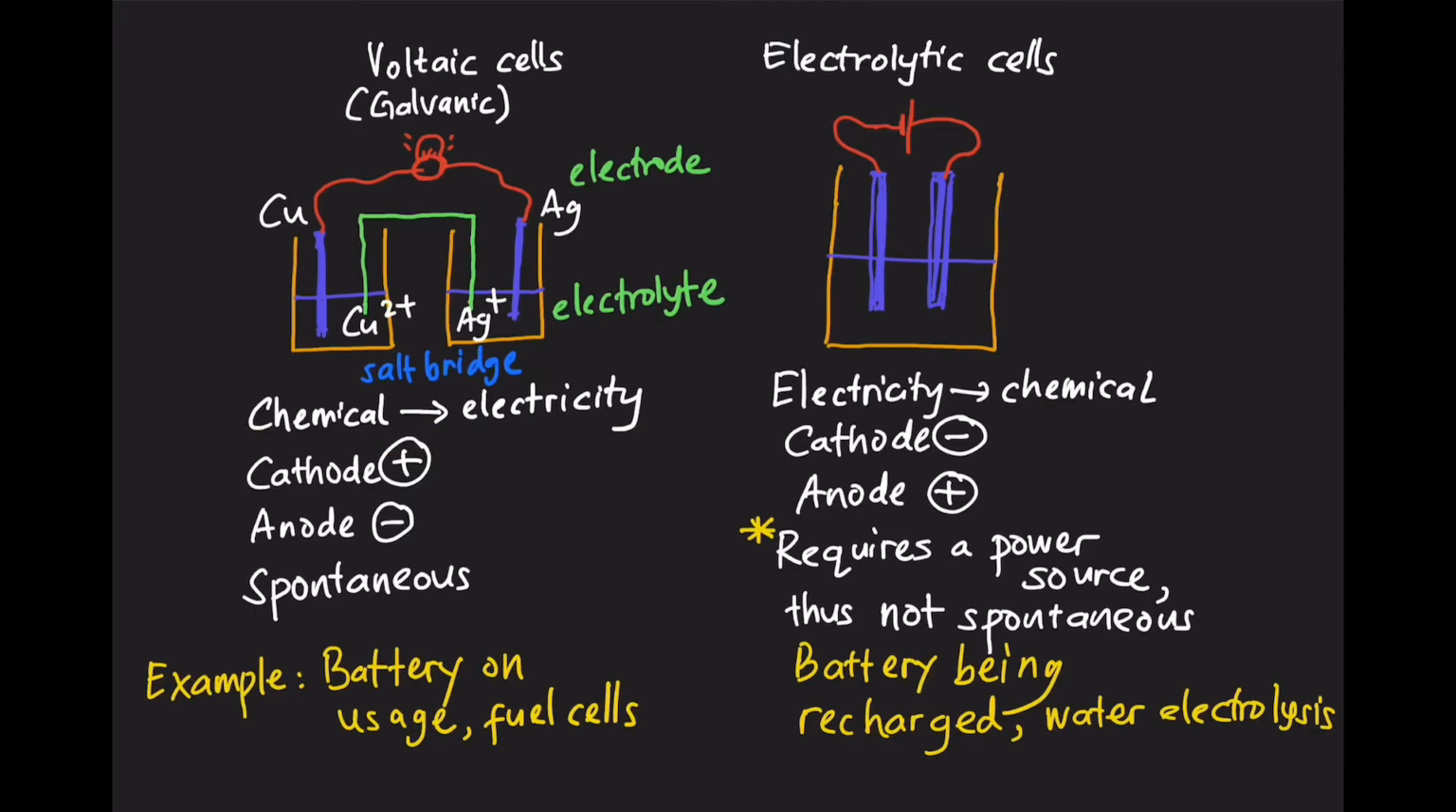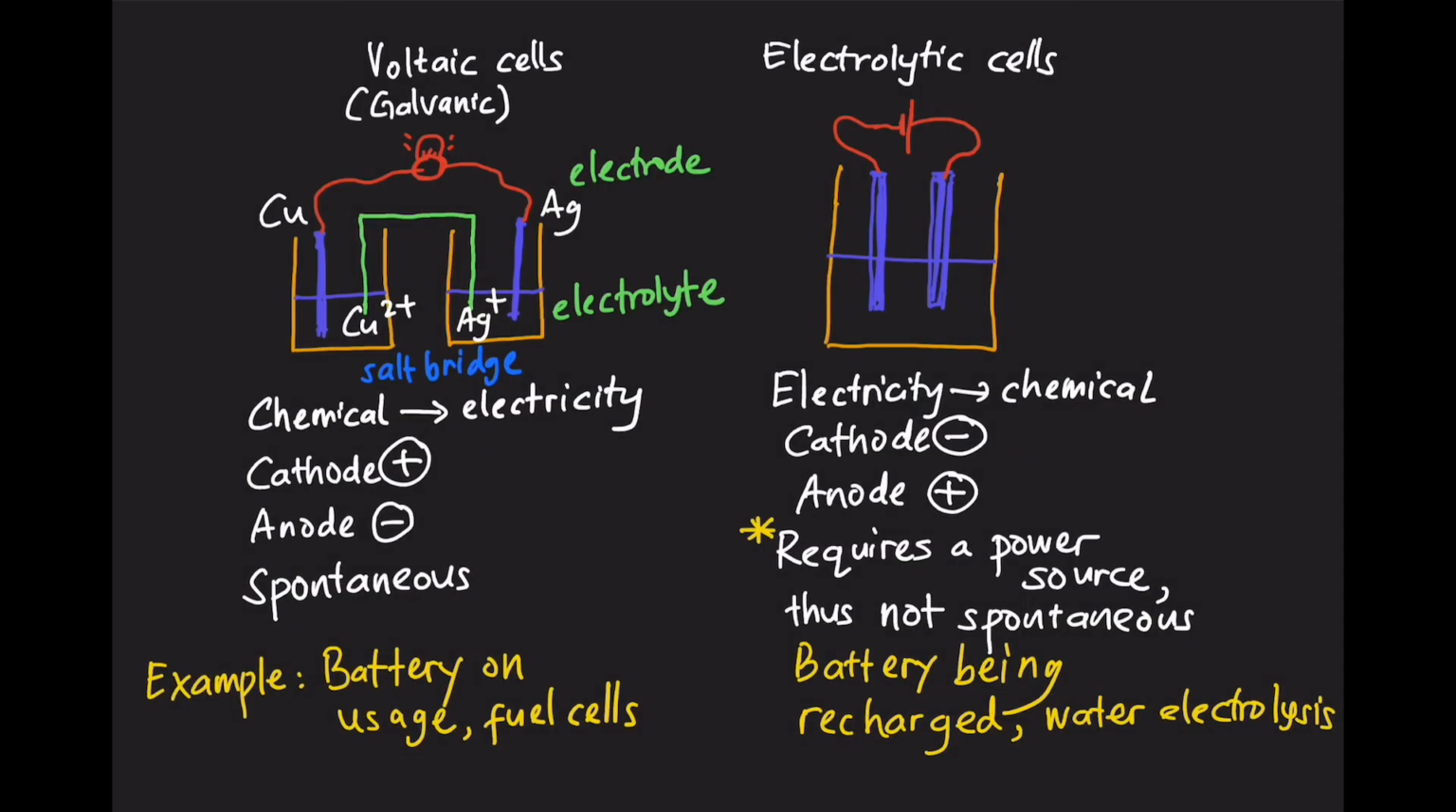Although in voltaic cells, the cathode is positive and the anode is negative, in electrolytic cells it is the reverse. The cathode is negative and the anode is positive. Cathode is always the place for reduction, and anode is always the place for oxidation. You need to remember that before we move to other topics.